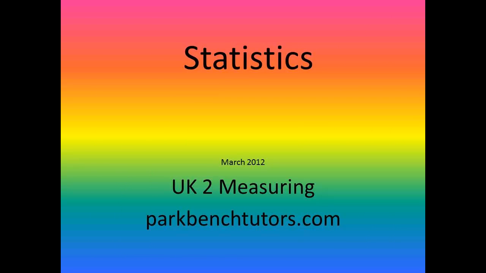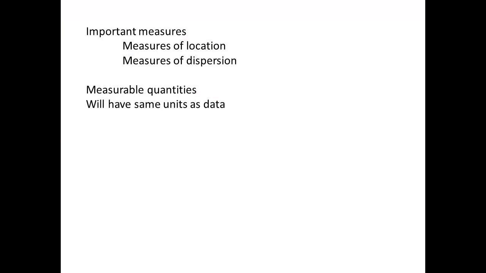In this podcast, we shall be looking at measuring and the use of notation in statistics. There are two important measures to consider. A measure of location looks at how the information is clustered around a typical value. A measure of dispersion looks at how scattered the data is. The results have to be measurable quantities, and the results will have the same units as the data.